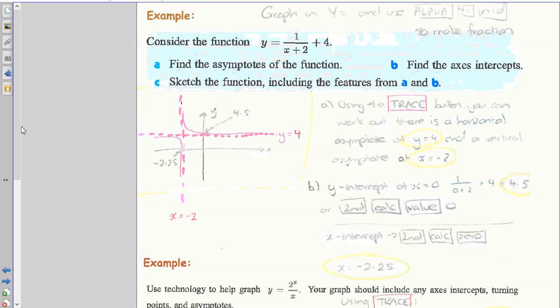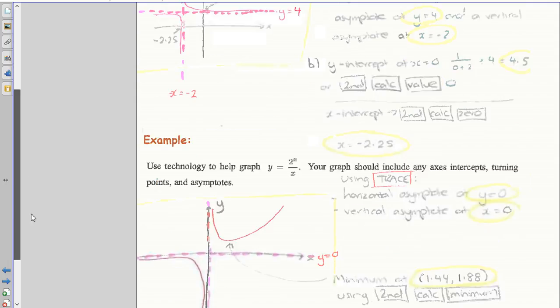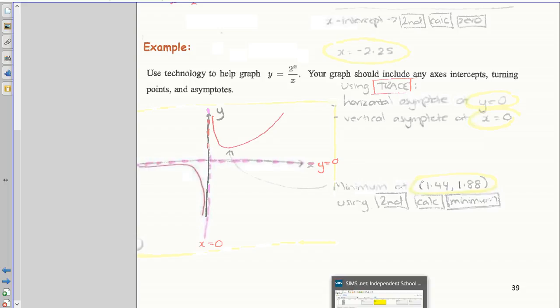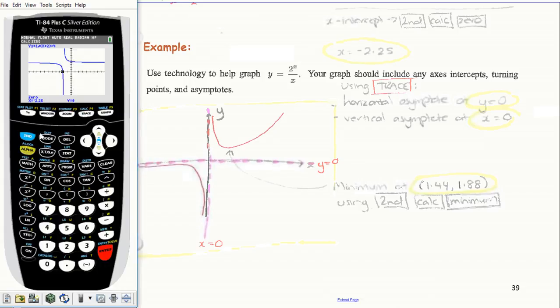Here's another one. Again, I filled it all in just because it's maybe easy for you to see the whole thing written out as we go. Use technology, so hint, use your graphing calculator, to help graph y equals 2 to the x over x. Oops, not that one. We want this one. So actually I shouldn't press second, just y equals. Let's go back to there, y equals, clear that.